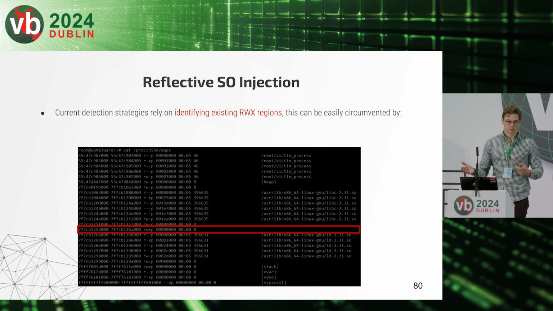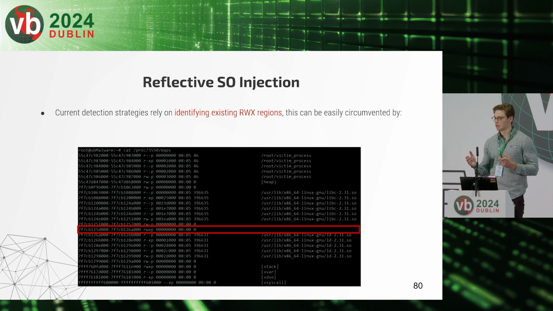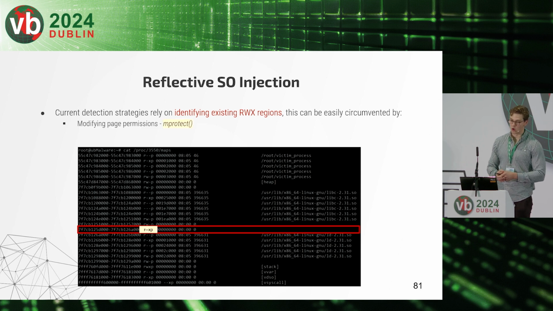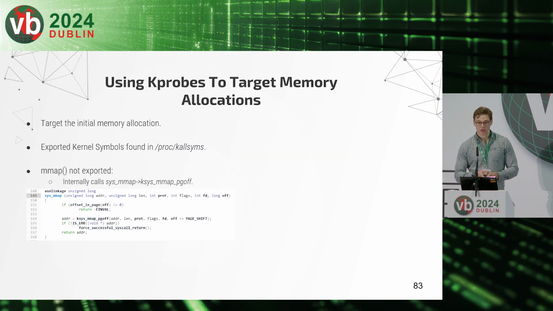So existing blog posts out there from some cybersecurity companies describe how searching for anonymous memory regions with read-write-executable protections can reveal signs of SO injection. But as we know, this is easily circumvented by fluctuating the page permissions or even just hooking the output to readdir on the proc file system. So how might we get around this?